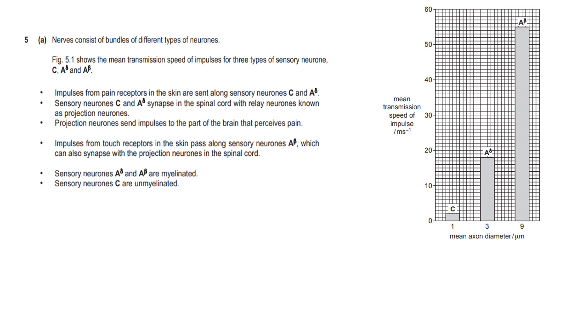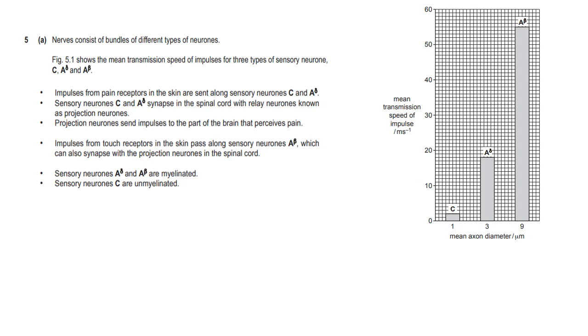Let's see what this says. It says here, nerves consist of bundles of different types of neurons. Figure 5.1 shows the mean transmission speed of impulses for 3 types of sensory neuron. And there's A delta, I think, and A beta. Anyway, these are the 3 different neurons there.